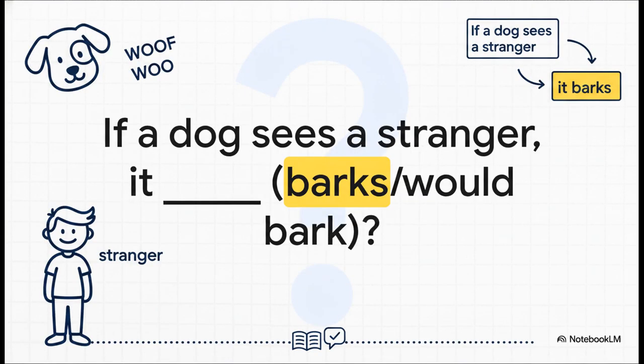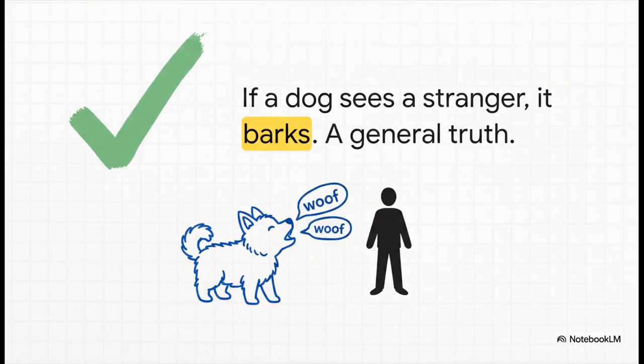Let's try another one. If a dog sees a stranger, it barks or would bark. Again, look at that first part. If a dog sees, I'm going to pause right here so you can make your choice. Got it? The correct answer is barks. If a dog sees a stranger, it barks. Just exactly like the last one, this is treated as a general truth about animal behavior, meaning it's a classic zero conditional. Present simple in, present simple out.